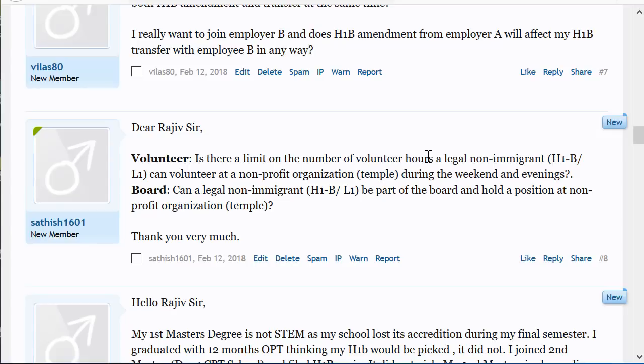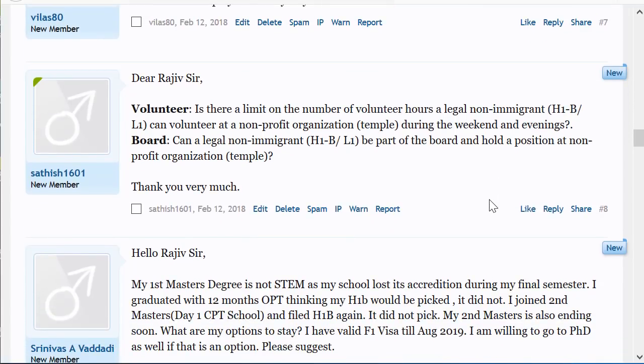Satish 1601 says, is there a time limit on the number of volunteer hours an H-1B can volunteer for a non-profit organization, a temple? Oh no, sir. You can spend as much time as you like. Can a legal non-immigrant be part of the board and hold a position at a non-profit? Definitely. As long as you don't get paid for it in cash or in kind, that is fine. There's no problem. So when you work for something like a temple, and volunteering is common for these kinds of situations, I don't see any problem at all, whether you are an H-1B, L-1B, F-1, H-4, L-2, any visa.